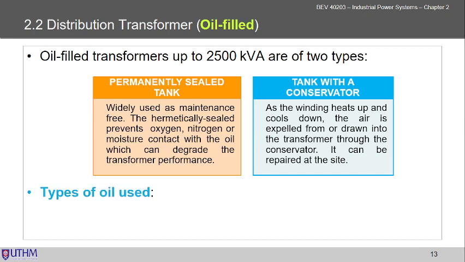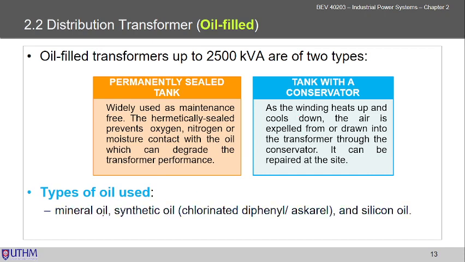So normally, what is the type of the oil used for the tank? The most commonly used is the mineral oil or the synthetic oil, and silicone oil is also one of the normally used. These oils are so-called non-environmentally friendly oil, okay? Because it will give harm to our environment.